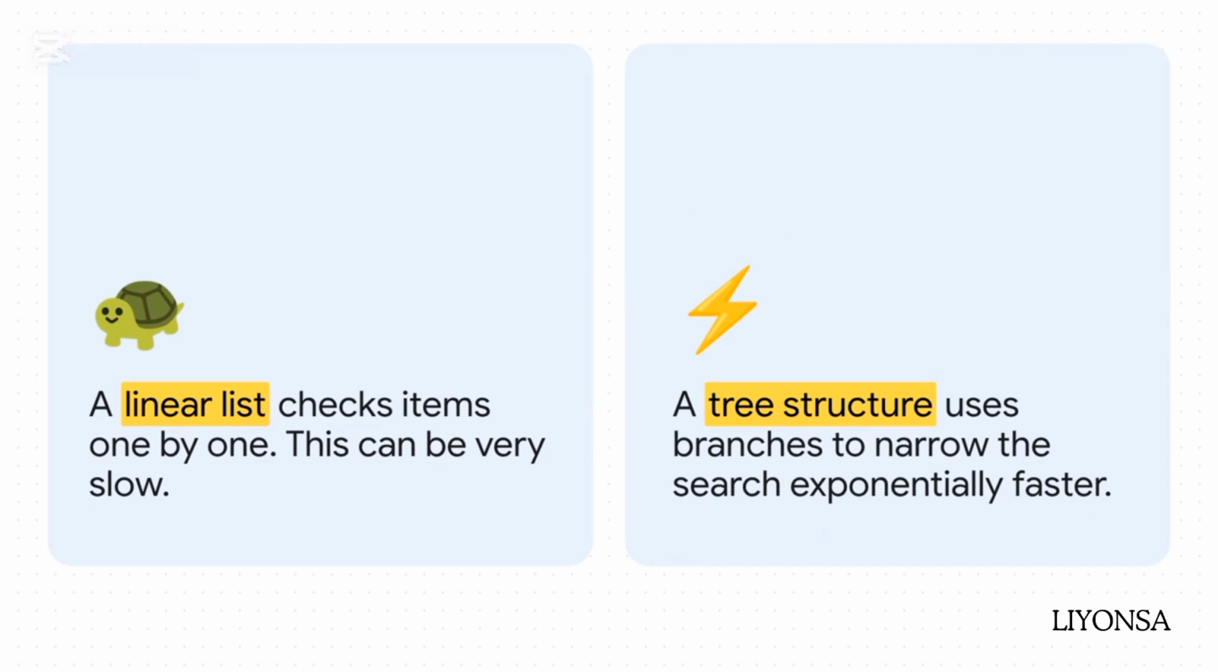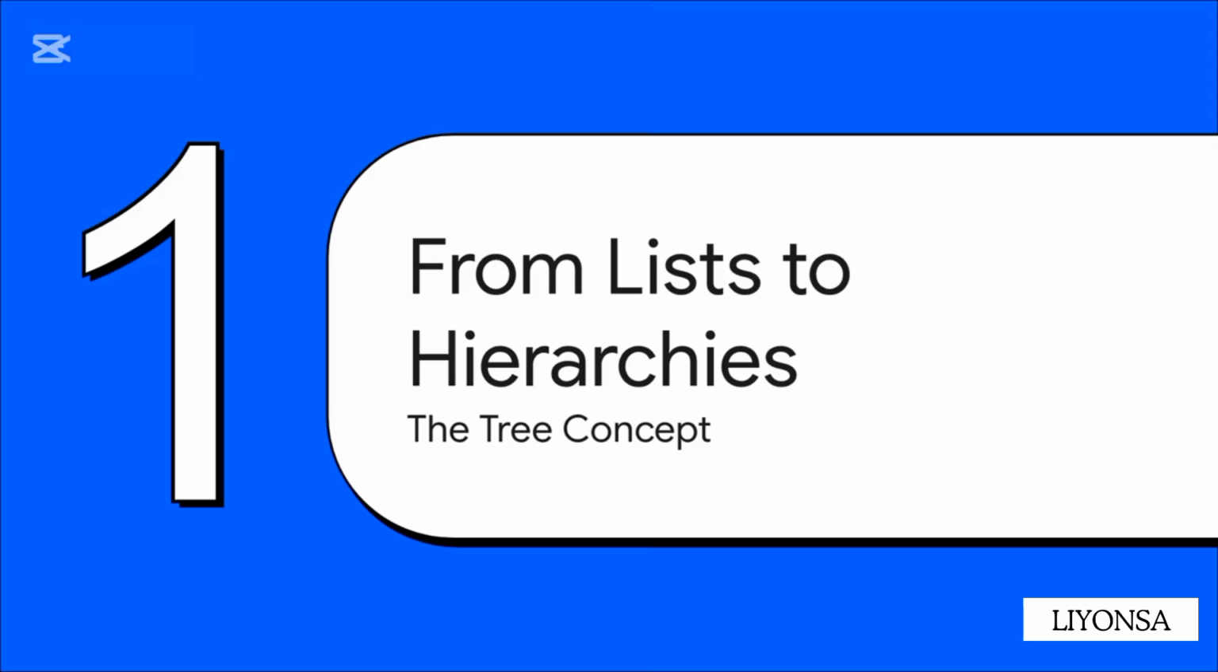You see, if your computer just kept one long, single list of every file you have, it would have to check them one by one. That would be unbelievably slow, a total nightmare. Instead, it uses a branching hierarchical method, what we call a tree, and that lets it slash through the possibilities exponentially faster. So let's unpack that. How do we get from that slow, simple list to this incredibly efficient hierarchy? Well, this is exactly where the idea of the tree comes into play.